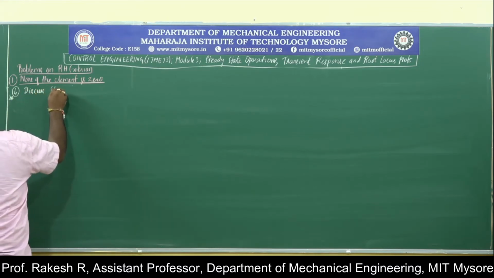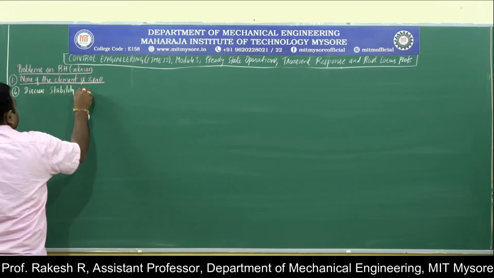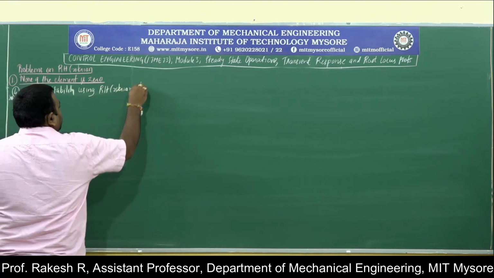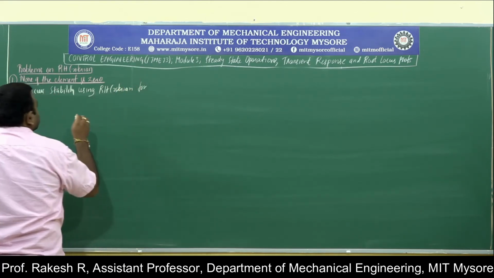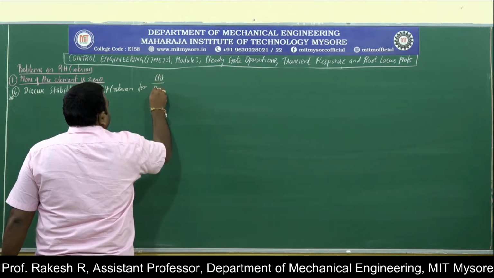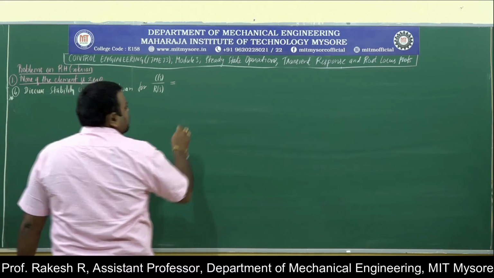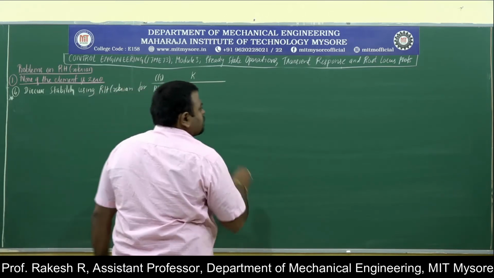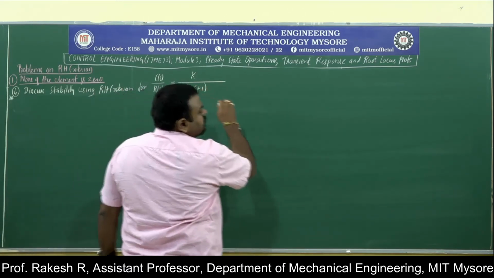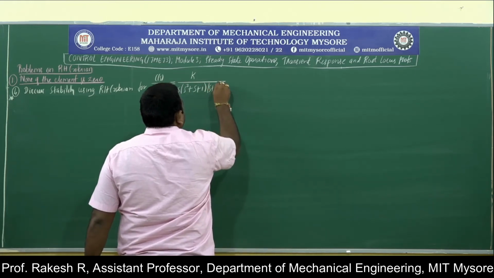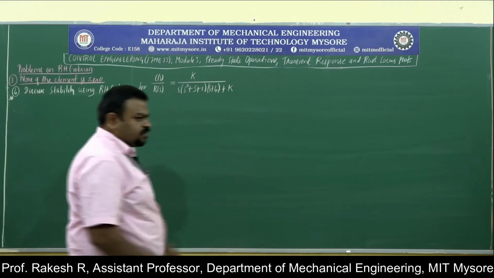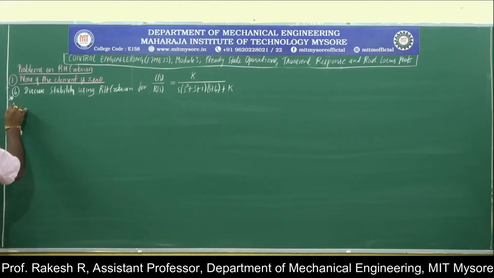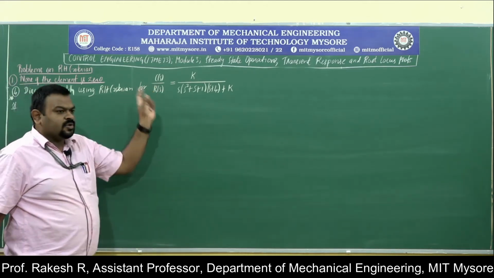Discuss stability using RH criterion for C of S divided by R of S equal to K divided by S into S square plus S plus 1 into S plus 4 plus K. Again you have to ascertain the stability, but in the problem they have directly given the closed loop transfer function.